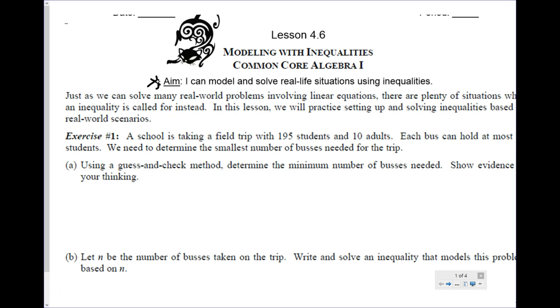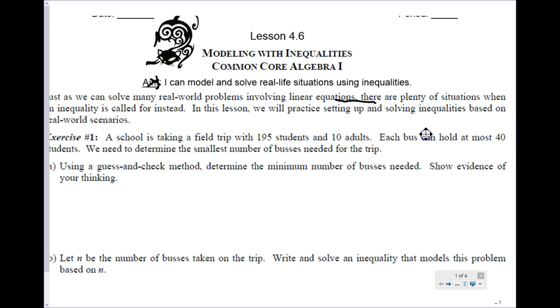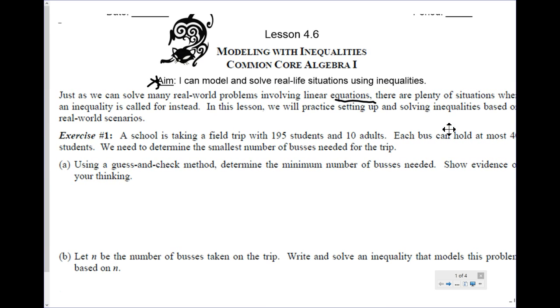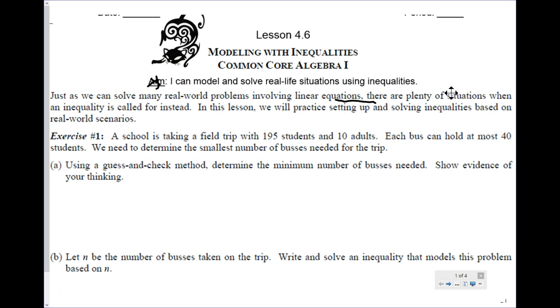Let's take a look and read. Just as we can solve many real-world problems involving linear equations, which is what we've been doing in Unit 2, there are plenty of situations where an inequality is called for instead. In this lesson, we'll practice setting up and solving inequalities based on real-world scenarios.